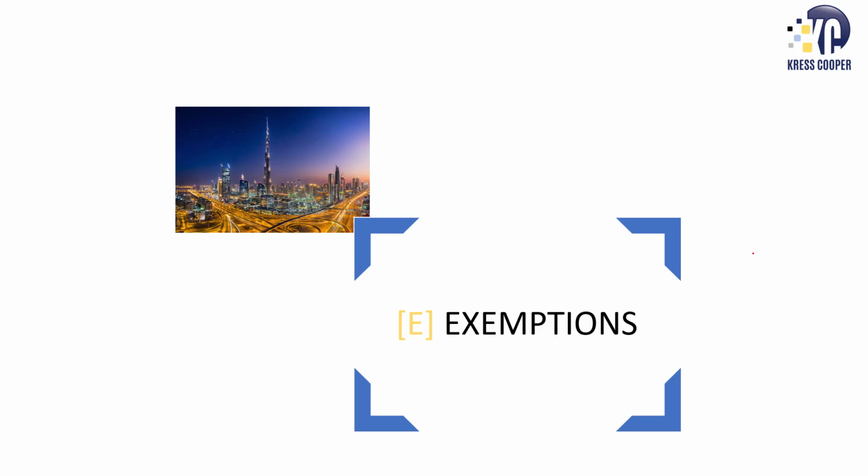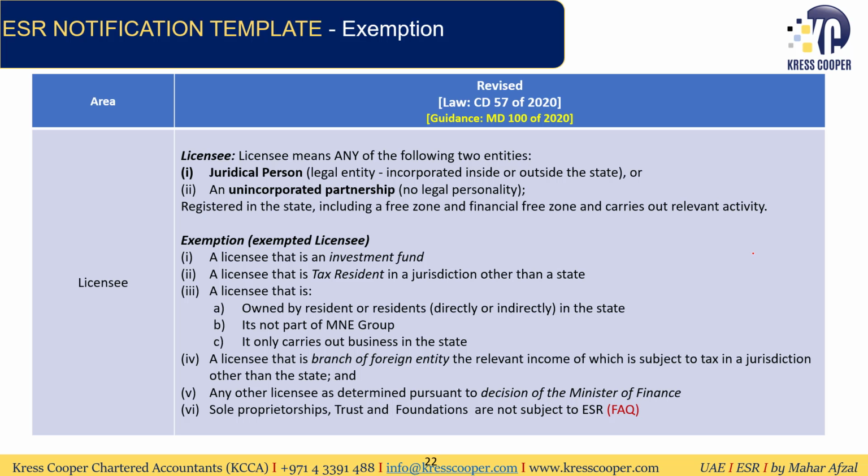Once we have established that the licensee is conducting a relevant activity, then we need to look into whether the licensee is earning any income from the relevant activity or not. But there are some exceptions for this. In our previous lecture, we have decided that these are the exceptions.